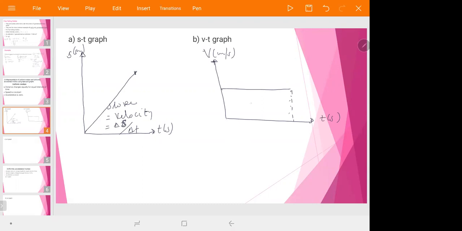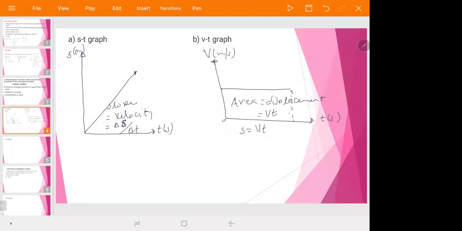Therefore, area is equal to displacement. That means in velocity time graph, displacement is equal to area. That means area is equal to velocity times time. Displacement, for example, if you calculate from this one, assume your initial velocity is zero. Displacement is equal to velocity times time. Velocity times time means it gives for you area.